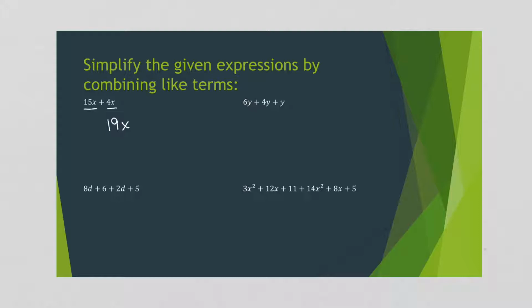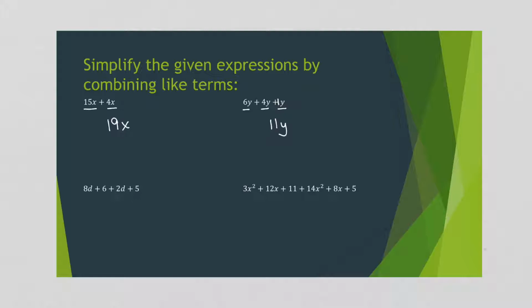Now on this next one, the 6y plus 4y plus y, that's really a 1 in front of that y right there. You add your coefficients because all of those are like terms. 6y plus 4y is 10y. 10y plus 1 is 11y.